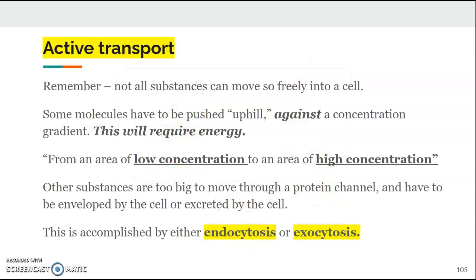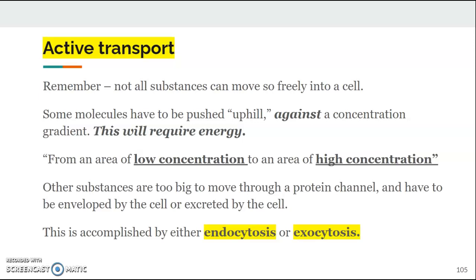Active transport. So as I said earlier, not everything is going to move freely into the cell, right? Because some things are too big or too charged or whatever their reason. Some molecules have to be pushed against their concentration gradient, and this is going to require energy. So from an area of low concentration to an area of high concentration, right?